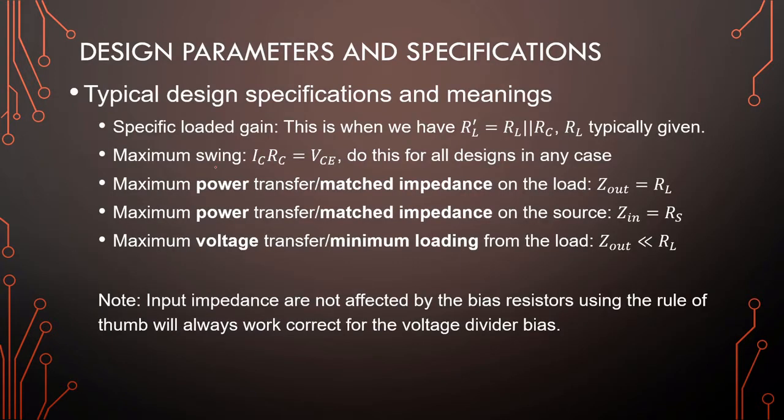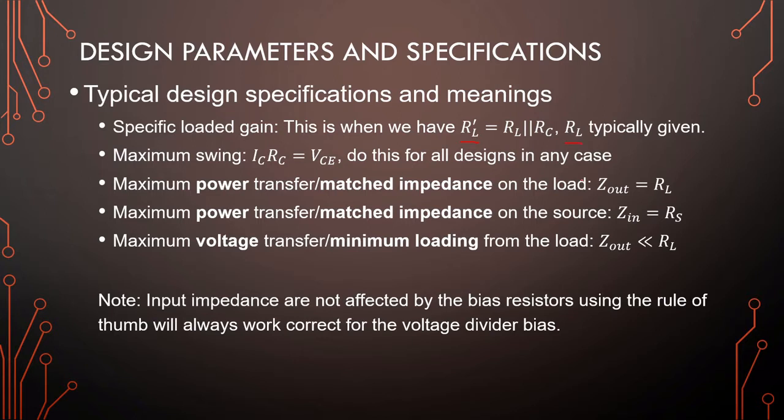So the typical specifications that you will encounter is a specific loaded gain. So this is when we have R load prime, which is just R load in parallel with RC. This is also typical for common emitter amplifiers, and you will deal with this the same way. I have not done this with the common emitter amplifier examples because there is more place to demonstrate this during common base. There was a lot more to demonstrate during the common emitter, and I feel this is typically quite trivial.